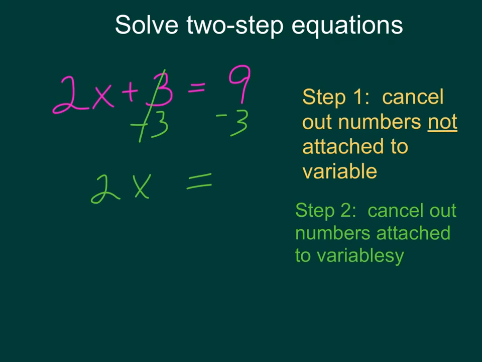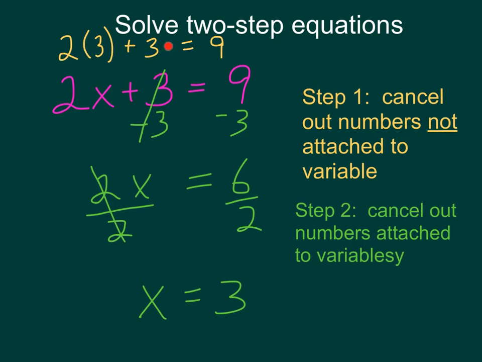Okay, so this is what's left. 2x equals 9. Okay, now this is just like the multiplication problems we solved before. This is 2 times a number equals 6. We know the opposite of multiplication is dividing. So I show that this way. I'm going to divide both sides by 2. And that cancels out. And now we get x equals 3.